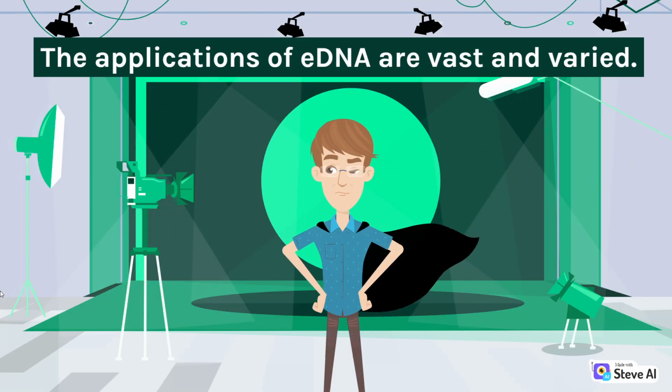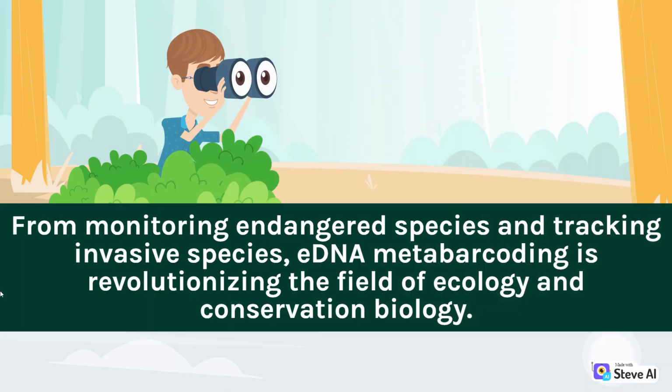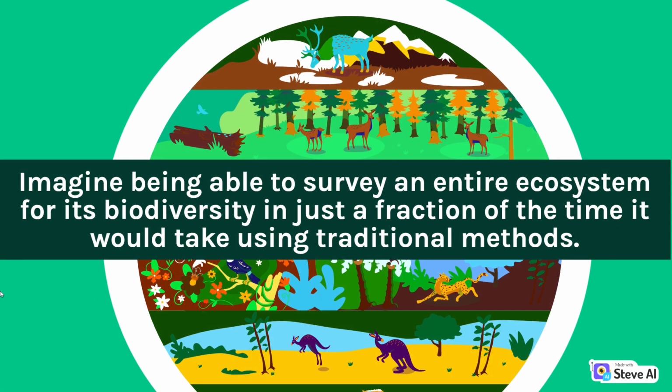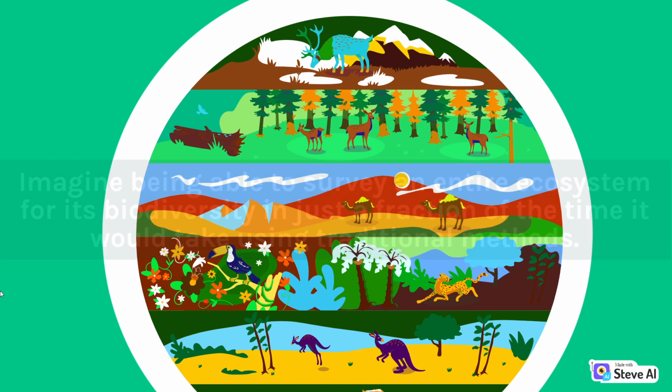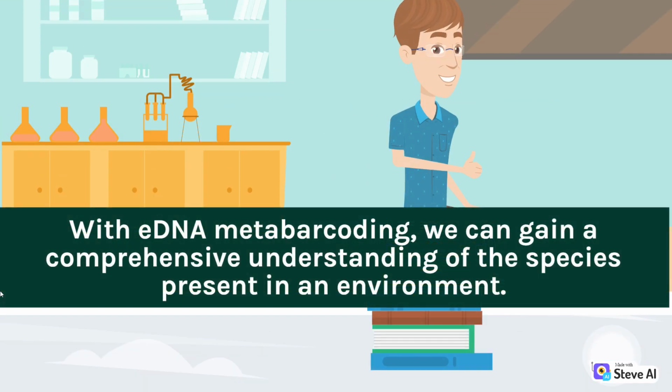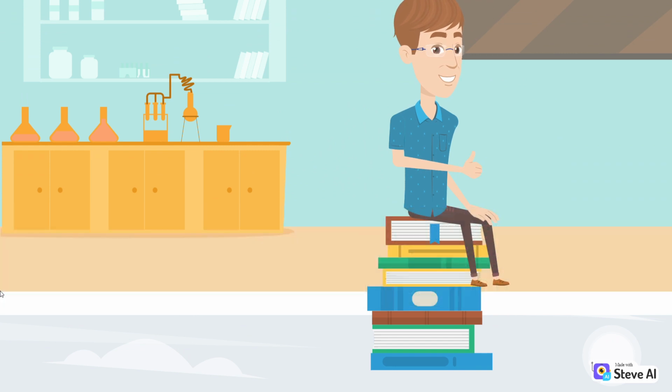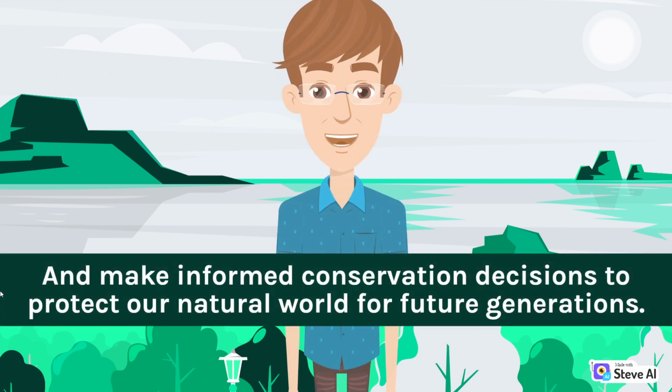The applications of eDNA are vast and varied. From monitoring endangered species and tracking invasive species, eDNA metabarcoding is revolutionizing the field of ecology and conservation biology. Imagine being able to survey an entire ecosystem for its biodiversity in just a fraction of the time it would take using traditional methods. With eDNA metabarcoding, we can gain a comprehensive understanding of the species present in an environment and make informed conservation decisions to protect our natural world for future generations.